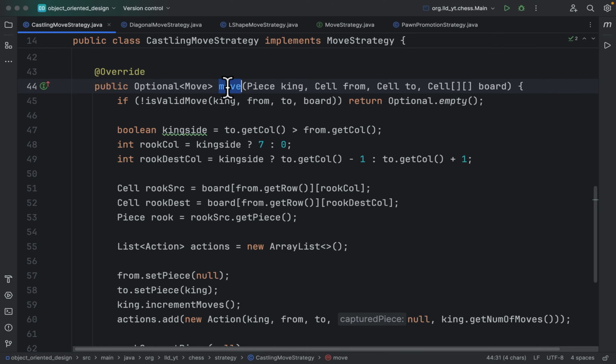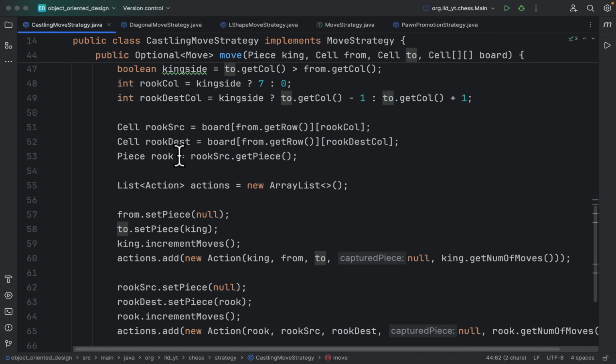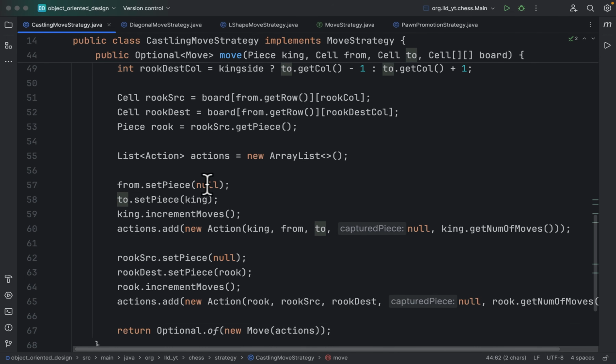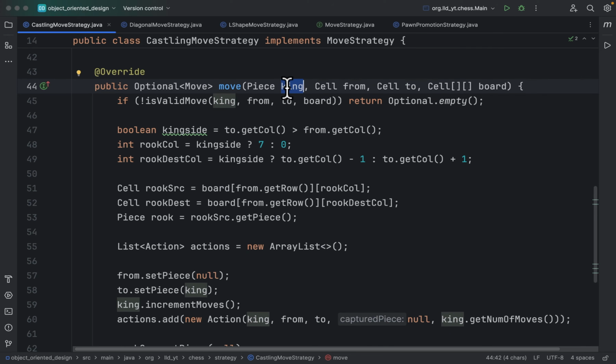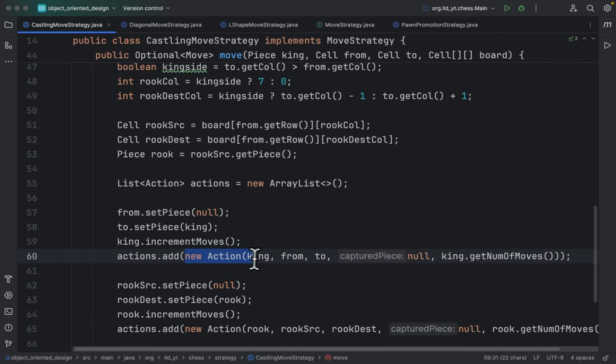And in the move function, we would first check whether it is valid to move from source to destination. And if it is valid, in that case, I am performing the move. So in order to perform the move, I am moving this king from the source to the destination, and I'm incrementing the count of the moves for this king. Okay. And I'm noting this action, right?